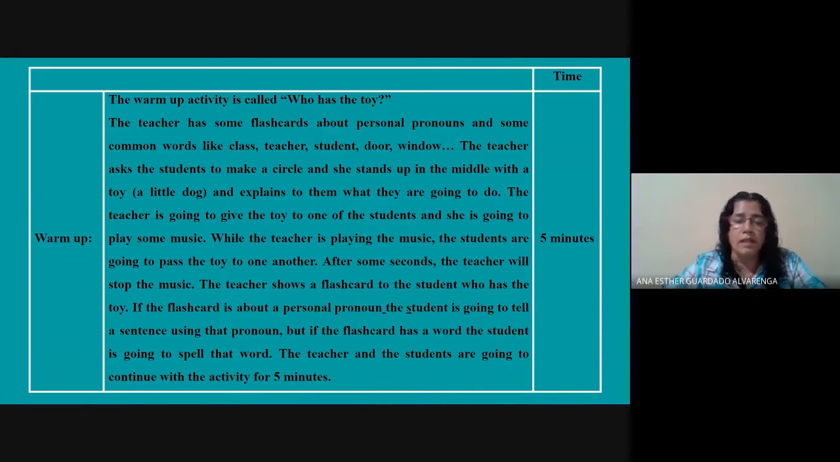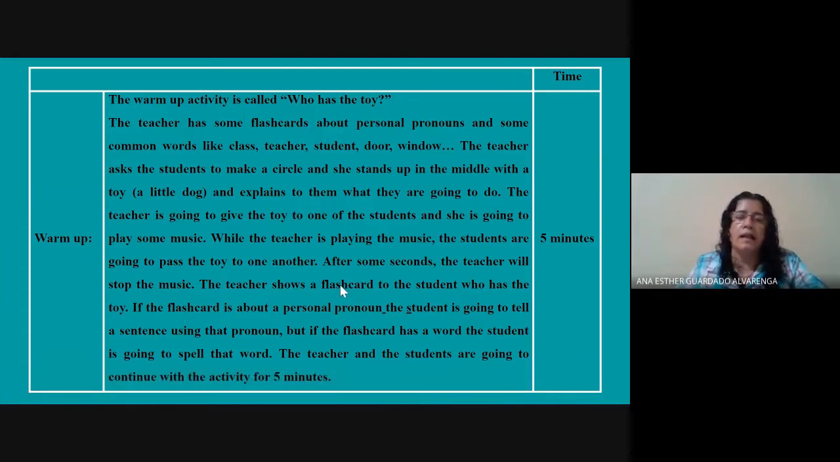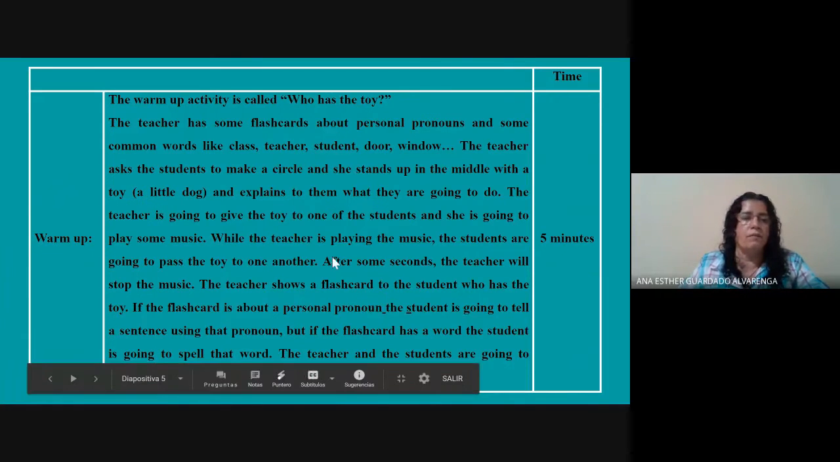After that, she's going to stop, and the student who has the toy is going to have the opportunity to participate. The teacher is going to show a flashcard, and if on the flashcard there is a personal pronoun, the student is going to say a sentence using that personal pronoun. And if on the flashcard there is a word from the vocabulary we already studied before, the student is going to spell that word. And that is how the warm-up activity is going to be developed.